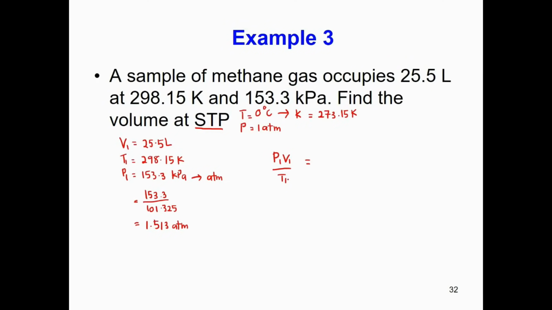P1 times V1 over T1 equals P2 times V2 over T2. Just substitute all the values given into the formula. P1 is 1.513. V1 is 25.5. T1 is 298.15. P2 is 1 atm. V2 is unknown. And T2 is 273.15. So finally, you will get the answer for V2, which is 35.35 liter.